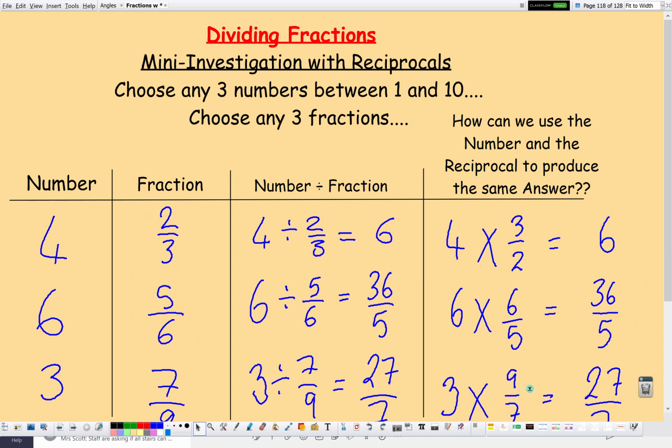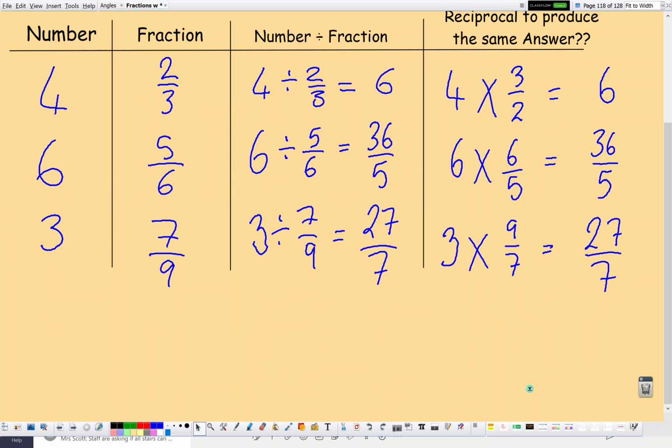What I've done with previous classes is basically pick any 3 numbers down the left hand side, and pick any fraction. So the number 4 and 2/3, the number 6 and 5 over 6, number 3. Now if we divide those fractions, 4 divided by 2/3, and we did this using calculators, so just type in 4 divided by 2/3, 6 divided by 5/6, 3 divided by 7/9, that's the answer you get.